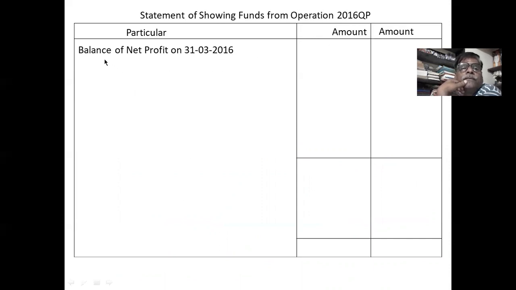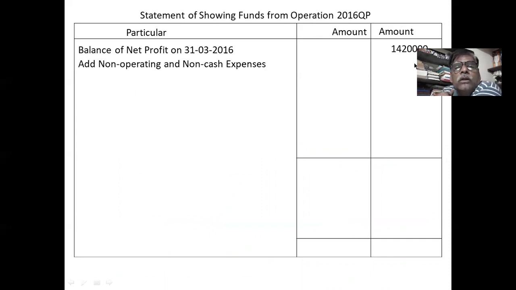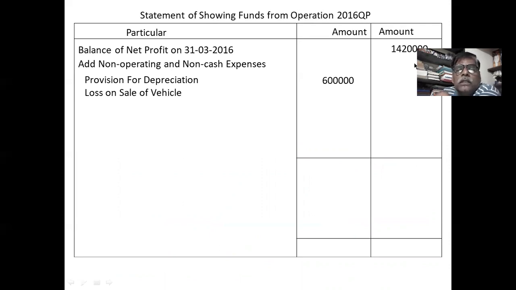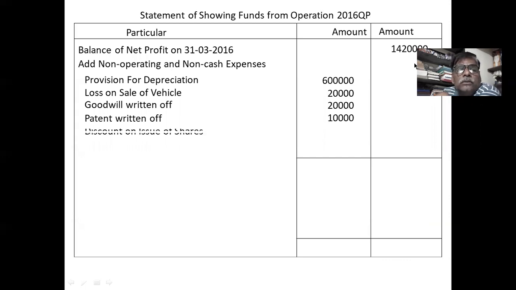In the 2016 question paper, you take the net profit on 31st March 2016. This is 14,20,000. For this, you add non-operating and non-cash expenses. One is provision for depreciation 6 lakh. Second is loss on sale of vehicle 20,000. Goodwill written off 20,000. Patent written off 10,000. Discount on issue of shares 50,000. These are all non-operating and non-cash expenses.